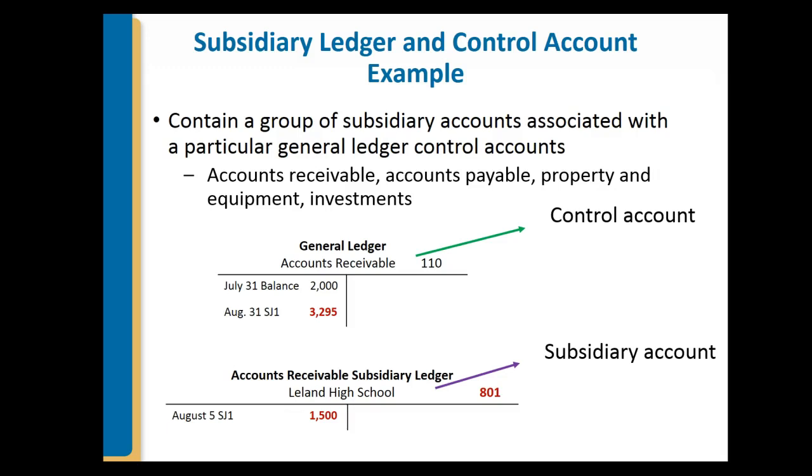As you see here, there will be a subsidiary ledger for accounts receivable, and that's going to keep track of the increases and decreases in accounts receivable balance for each of the company's customers purchasing goods or services on credit. After all the postings are made from the appropriate journals, the balance in the accounts receivable control account should equal the sum of the balances in the accounts receivable subsidiary ledger accounts. Subsidiary ledgers are used for accounts payable, property and equipment, investments, and other accounts.